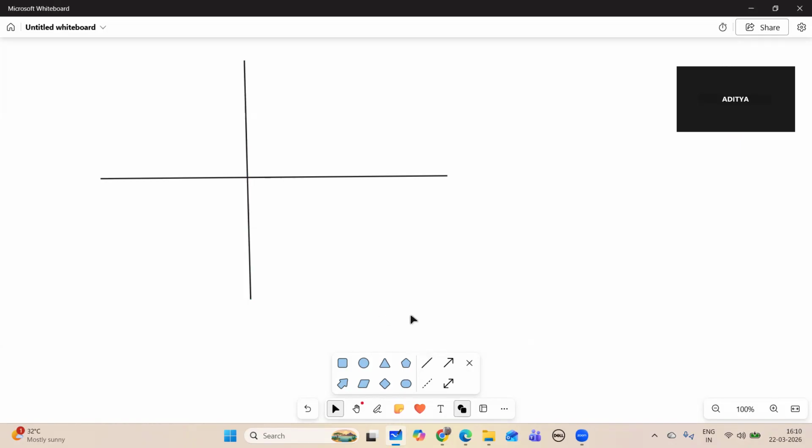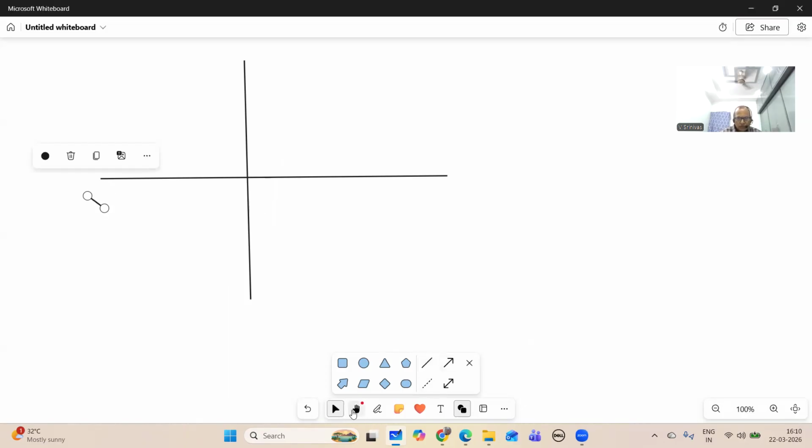Okay, now, yesterday we were talking about the XY plane, and we know that these two coordinate axes, x-axis and y-axis, they intersect. Yeah, they intersect at the point origin, right?